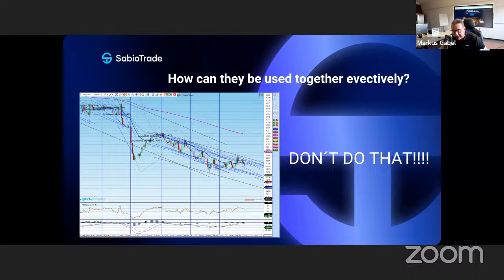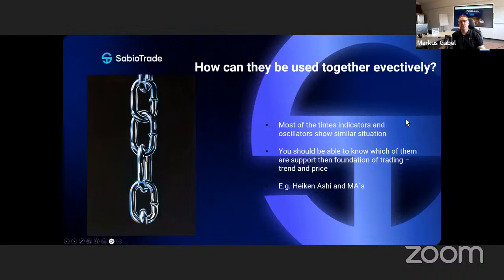Don't do that, because you don't see anything in the chart, only these indicators. And they all tell you exactly the same. So please never, never do that. So how can they be used together effectively?